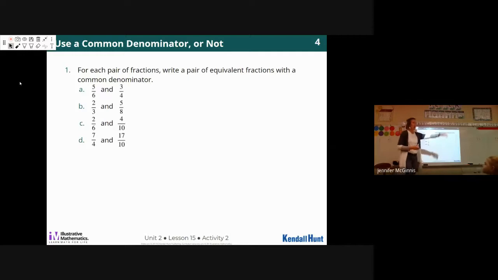All right? Okay, I'm going to give you like 5 minutes of think time. And I want you to have some answers to these. Write these down. Are we going to use a common denominator or not? For each pair of fractions, write a pair of equivalent fractions with a common denominator. So, show me your common denominators. Go.